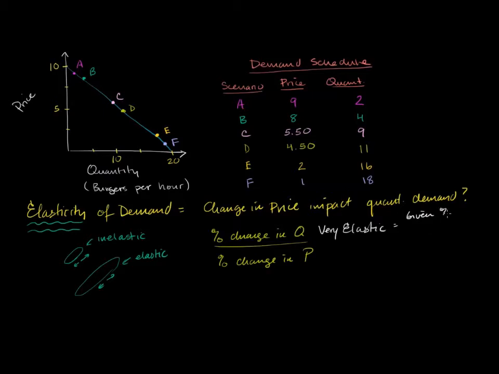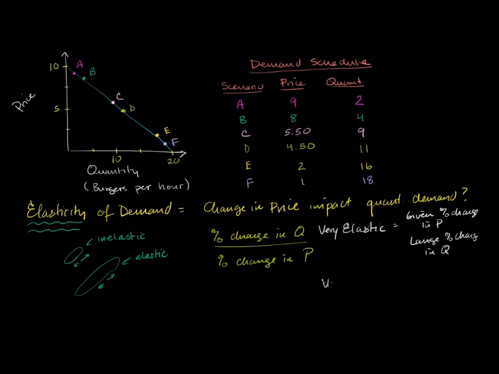And let me just speak in terms of percentage. Given a percentage change in P, you end up having a large percentage change in Q. That would be very elastic. So you could imagine the P is like the force, and the Q, the quantity demanded, is how far the thing can get stretched apart. And that's why we would call this very elastic, just like a very elastic rubber band.